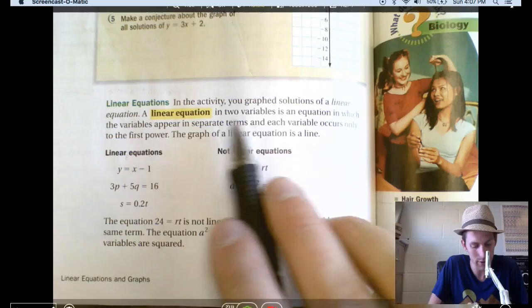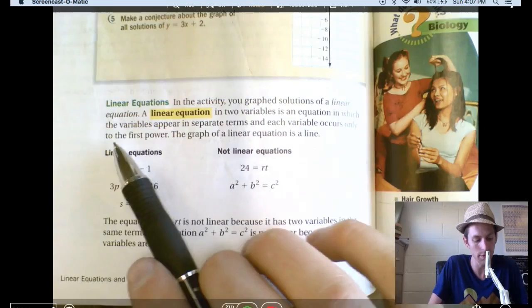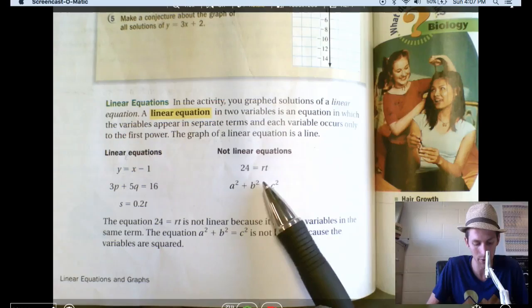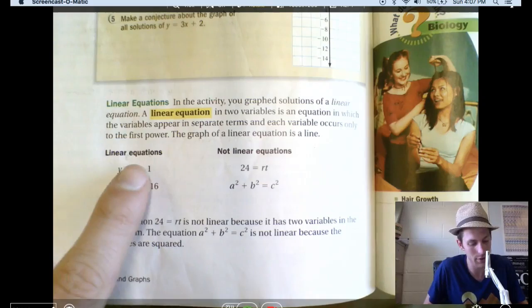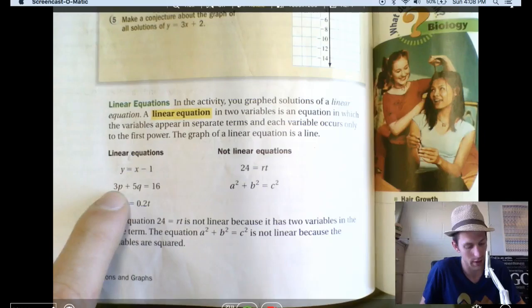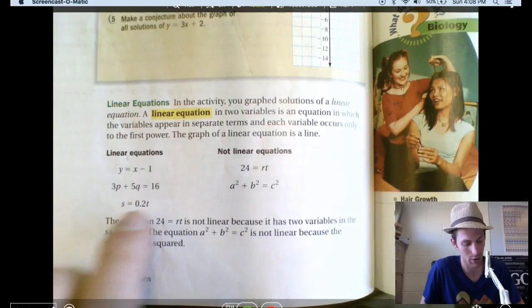And linear equations have two variables that appear in separate terms, and each variable occurs only to the first power, r to the 1, t to the 1. The 1 is understood. But these are not to the first power. They're to the second power. Or if you saw x cubed or something, that wouldn't be a linear equation. These are examples of true linear equations. We've got two variables and two variables only. They appear in separate terms, even here, right? They're on the same side, but they're still in separate terms. We could solve that for Q, couldn't we? Or we could solve it for P. And they're all raised to the first power.